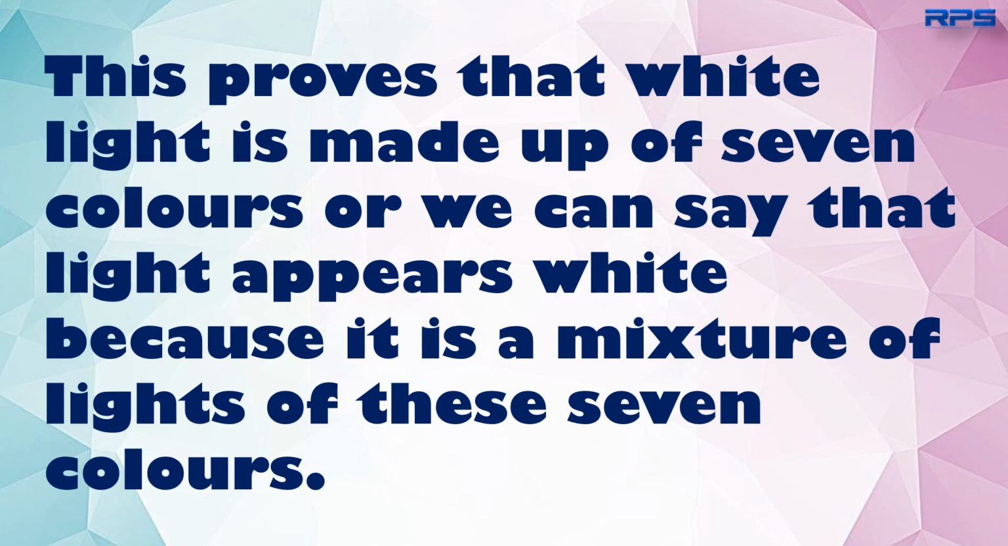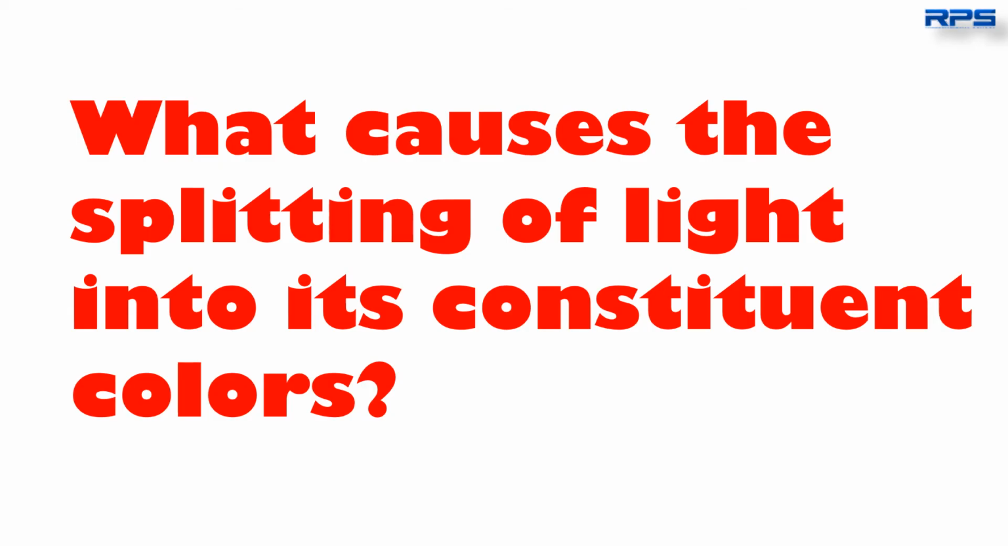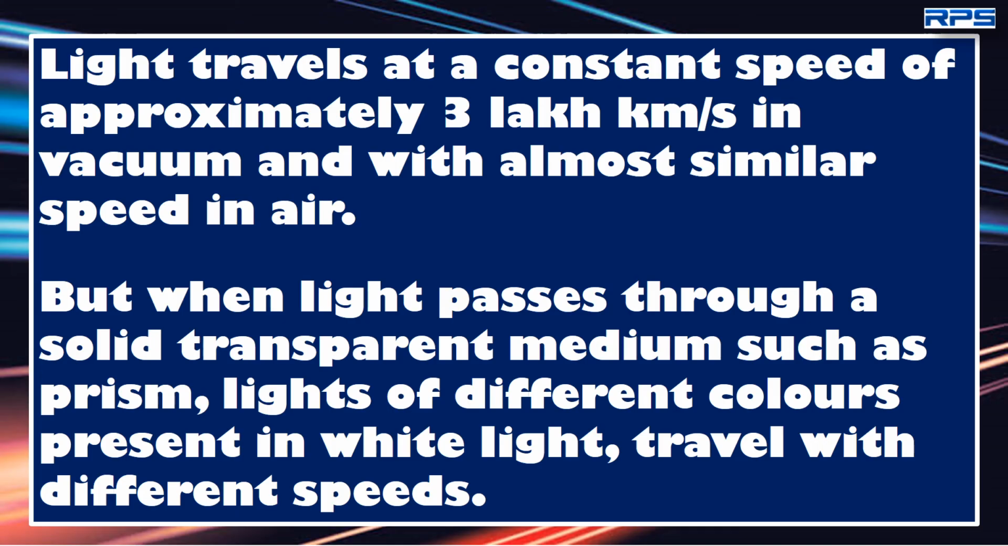Now try to answer this question. What causes the splitting of light into its constituent colors? Light travels at a constant speed of approximately 3 lakh km per second in vacuum and with almost similar speed in air. But when light passes through a solid transparent medium such as a prism, lights of different colors present in white light travel with different speeds.